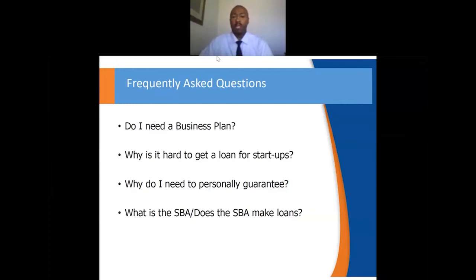What is the SBA and does the SBA make loans? The SBA is the Small Business Administration. They typically do not make loans, but in certain situations, like disaster situations, they do, like the economic injury disaster loan, like when the pandemic hit, when Hurricane Harvey hit, right? There's disaster loans that the SBA provides, but they typically do not offer loans. They typically back loans, and they back the loan for the lender.